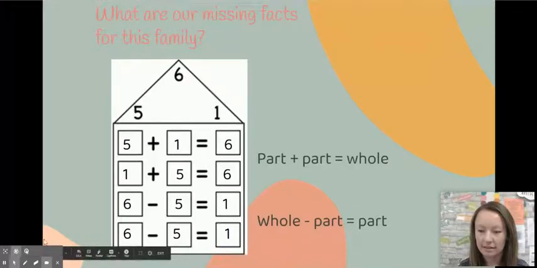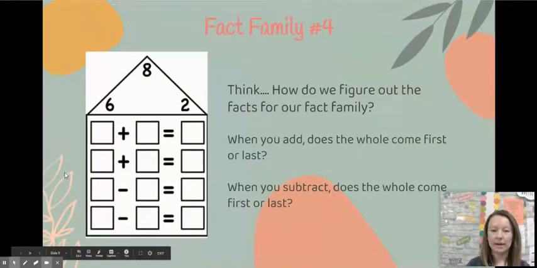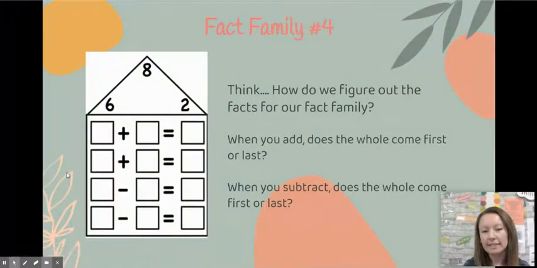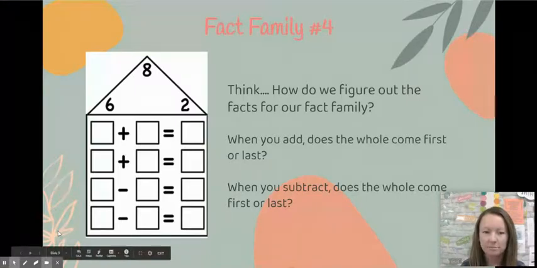All right. Let's see what our next one is. So fact family number 4, we have 8, 6, and 2. So those are our 3 numbers for this fact family. So think, how do we figure out the facts for our fact family? What are we going to do? Okay, so when you add, does the whole come first or does it come last? And when you subtract, think, does the whole come first or last? What do we think? I'll let y'all think about that for a second.